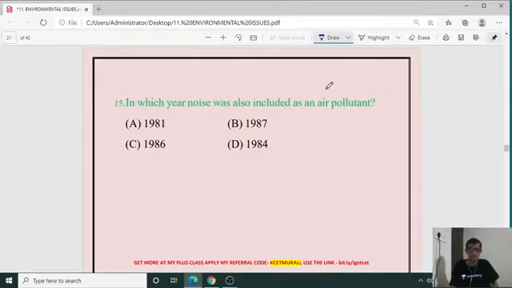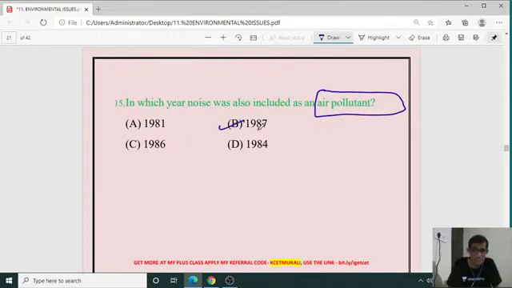Then, in which year was noise included as a pollutant? Under pollutants, noise is acting as a pollutant. Noise was considered a pollutant in 1987 in our nation. Okay. So for question number 15, the right answer is B.